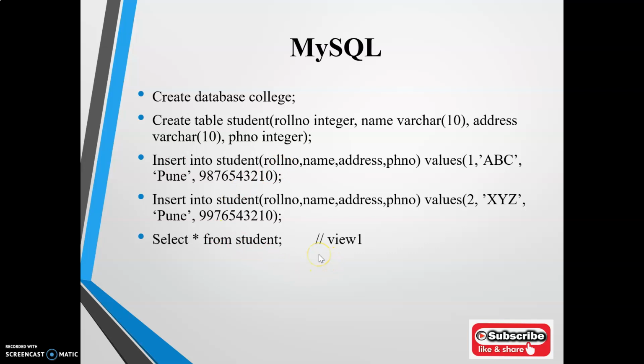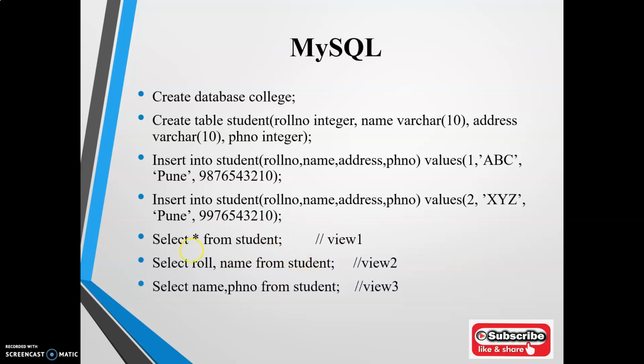And at the view level, different views are there. If I execute select star from student, it will display all the records in the student table. Star means all the attributes of the student table: roll number, name, address, phone number. This is the first view. The second view is select roll number comma name from student. Whenever we execute this command, only the values of these two attributes will be retrieved from the student table. That is the second view.